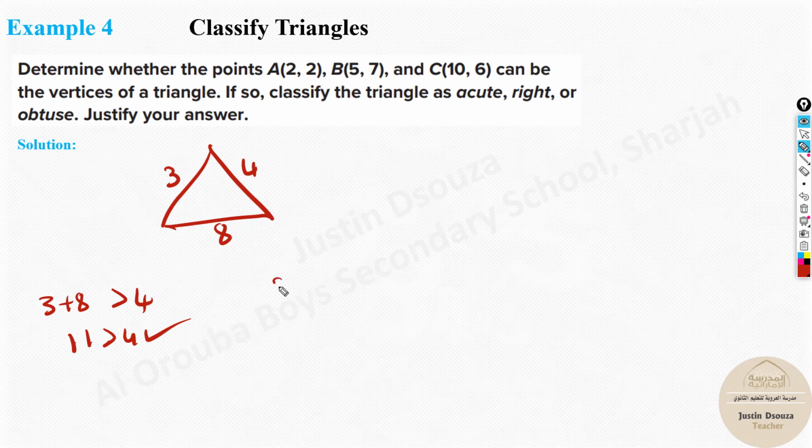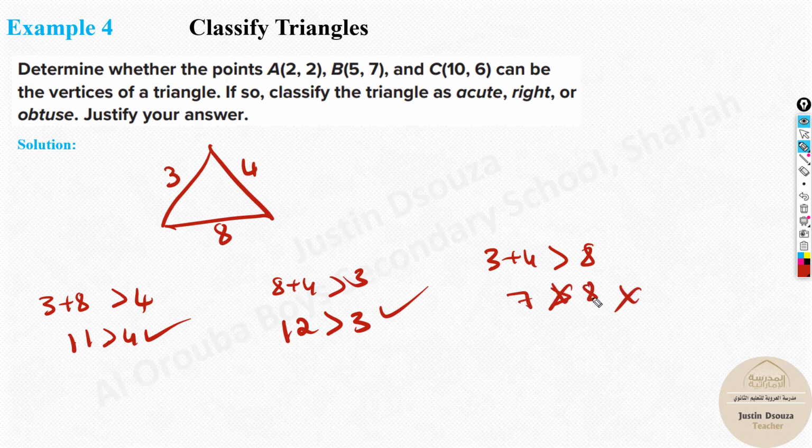Now let me add 8 and 4. 8 plus 4 must be greater than the other side, 3. Yes, 12 is greater than 3. This is also true. Now let me add these two sides. 3 plus 4. Is it greater than 8? No, 7 is not greater than 8. This is wrong. That means with these three sides, you cannot complete a triangle.